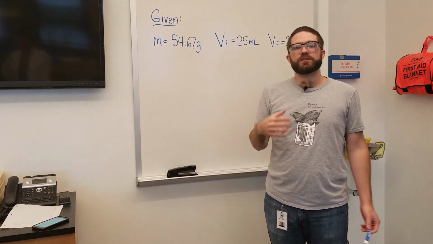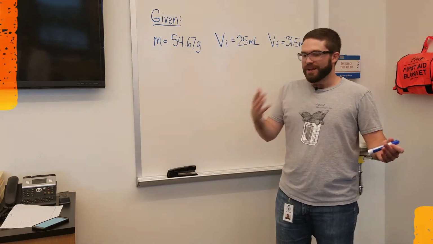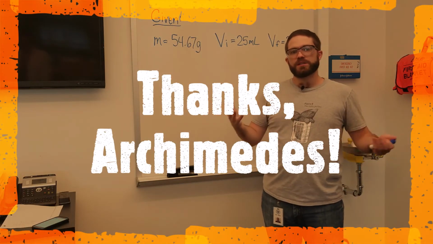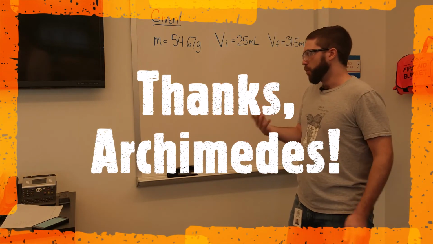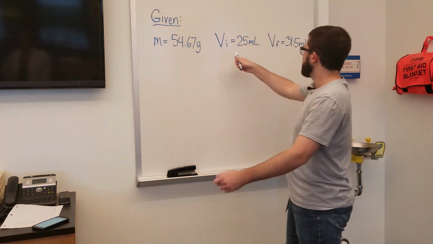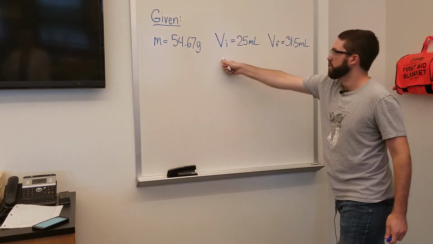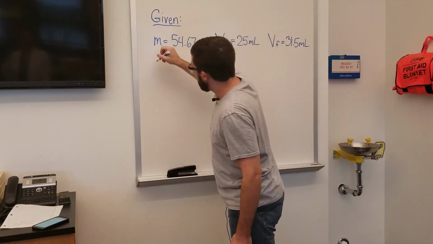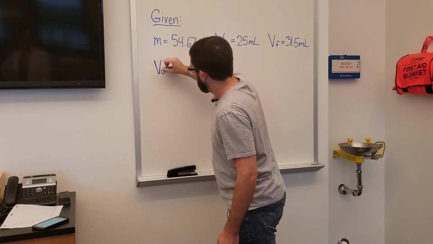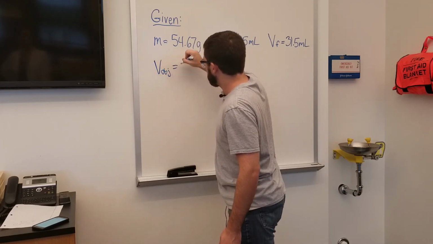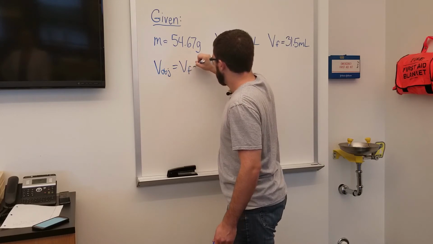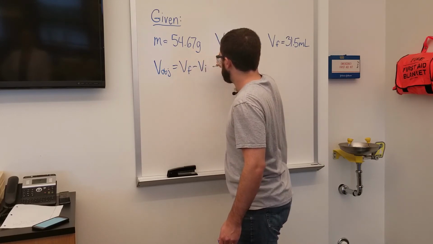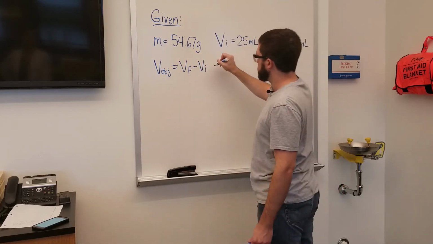Like Archimedes with his crown, when he got in the bathtub, it splashed all the water, displaced that water by the volume of whatever went into that water. So we need to take the difference between these two. The volume of the object is equal to the final volume, which is what the water rose to, minus the initial volume. So that's going to be Vf minus Vi.